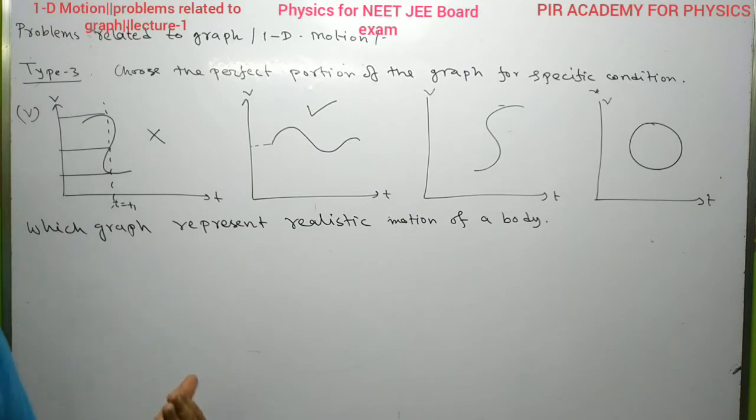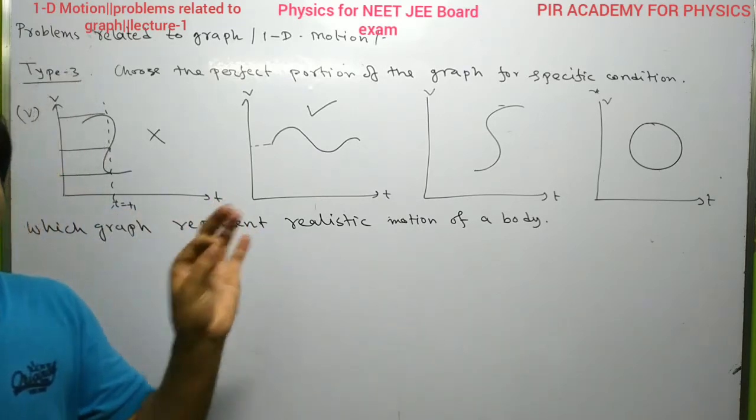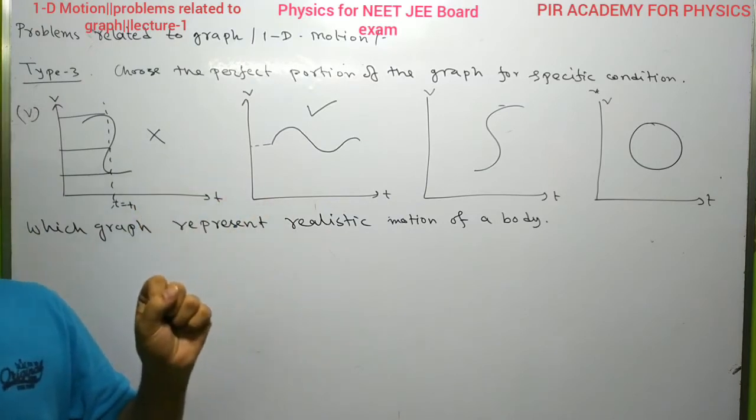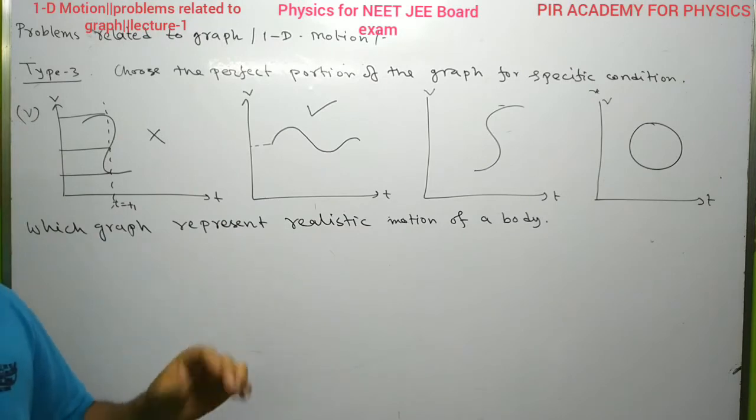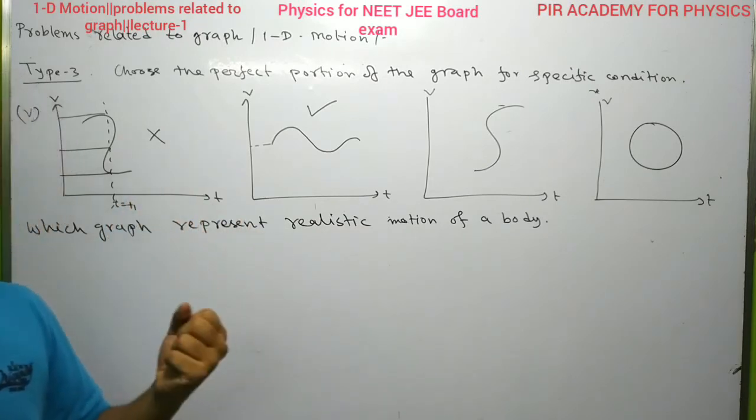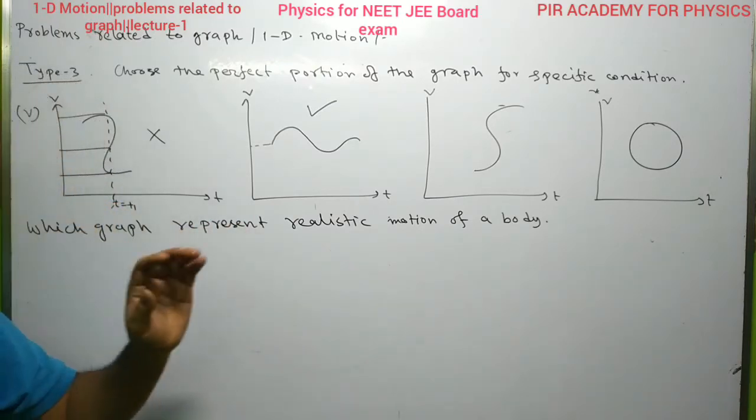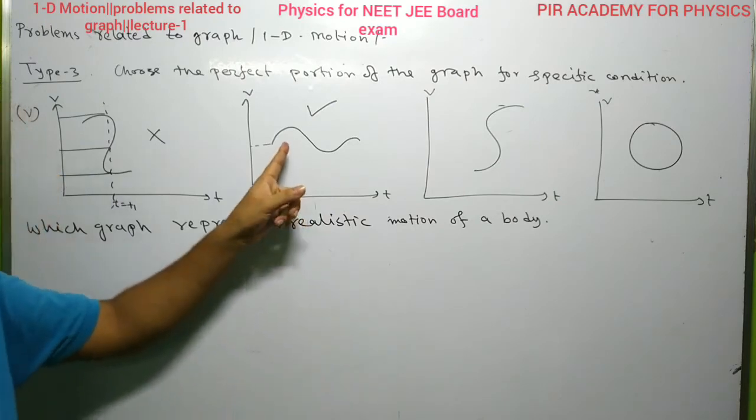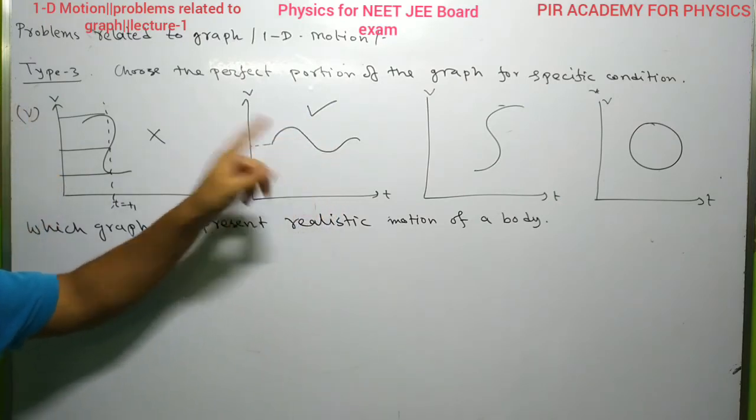When a car is moving on a road, for the whole journey it cannot hold a constant velocity. During this journey he decreases his velocity or increases his velocity. So this is the graph which shows the realistic motion of a body.